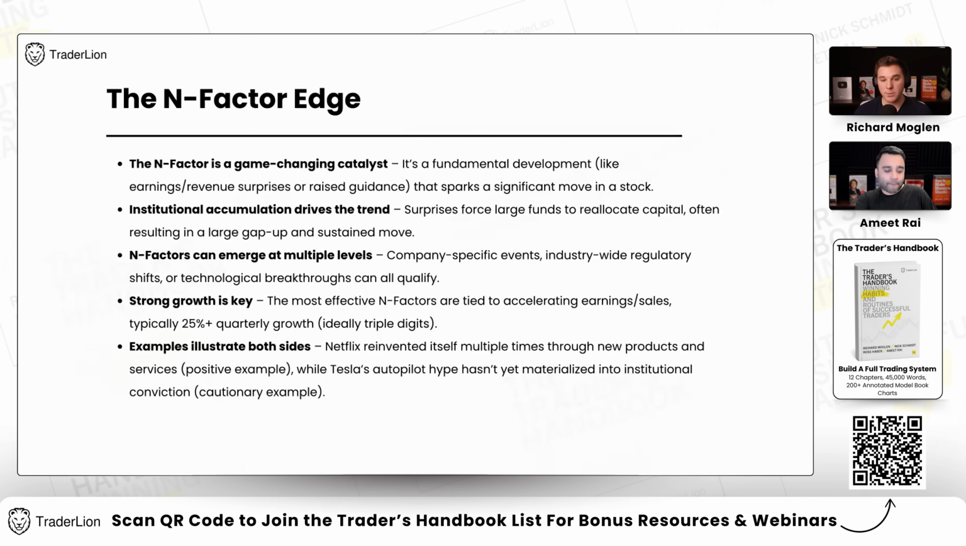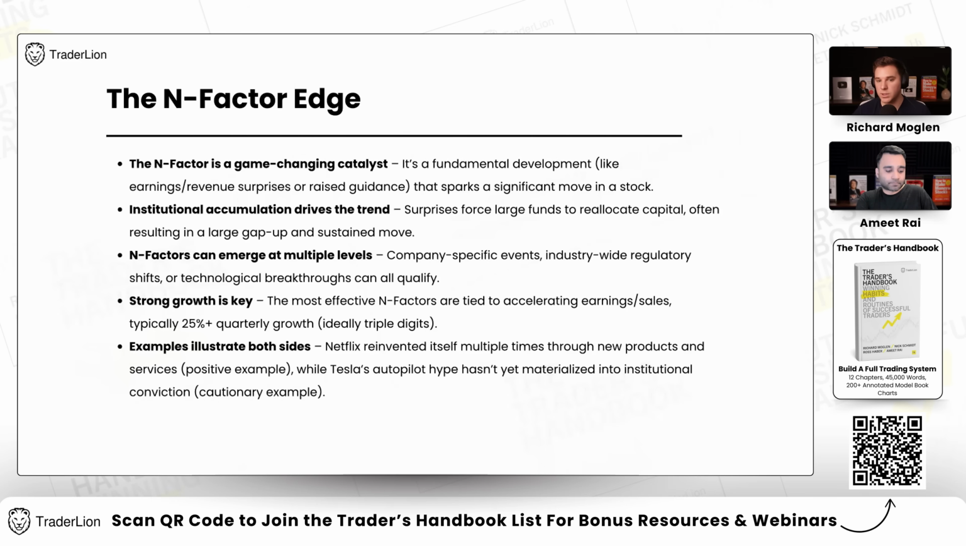Strong growth is key. The most effective N factors are tied to accelerating earnings and sales, typically 25% or more quarterly growth, and ideally triple digits. And this is key because, again, the expectation of future earnings is what stocks are valued on, and strong catalysts completely change how a company is valued.